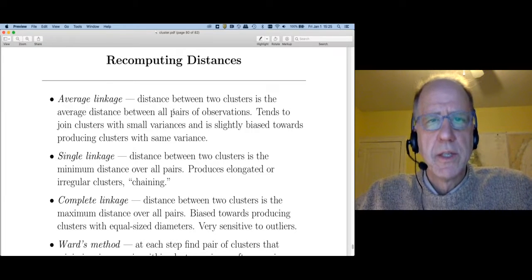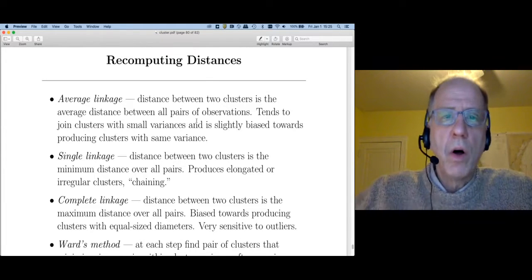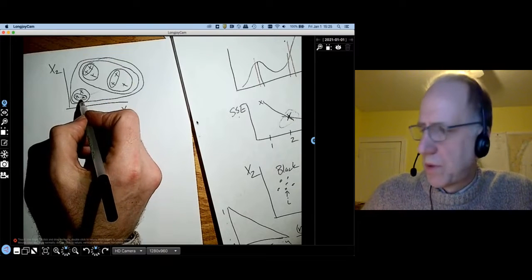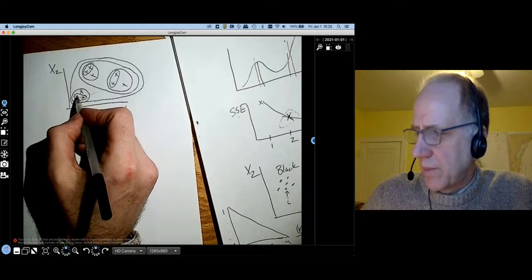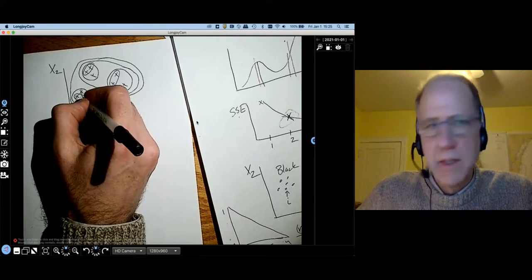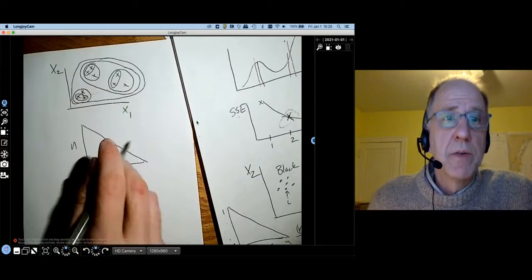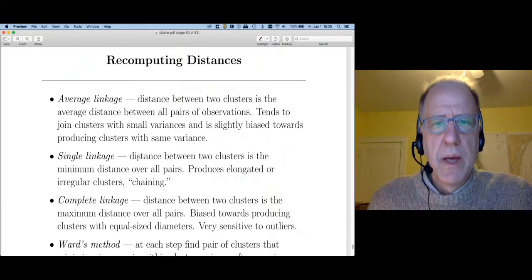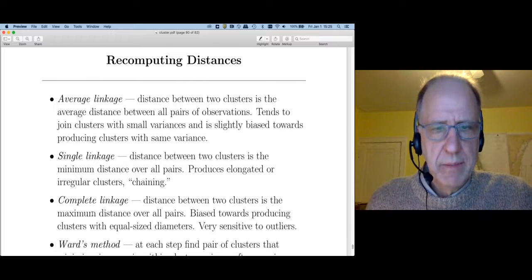Average linkage says this: the distance between two clusters is the average distance between all pairs of observations. What is the distance between this point and this new cluster? Take these distances and average them, and you get the new measure. Single linkage says the new distance is going to be the minimum, while complete linkage says take the maximum.